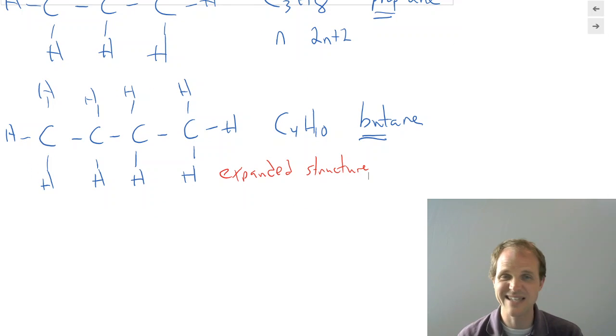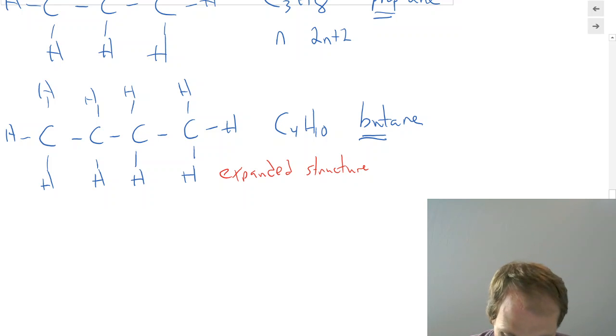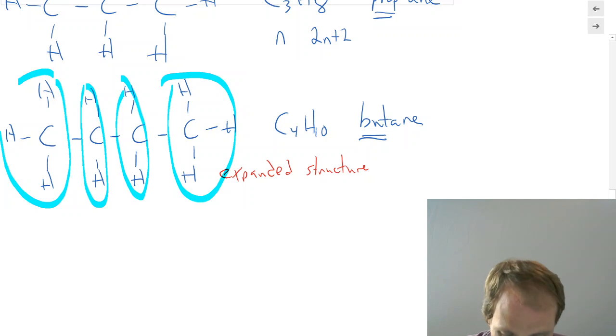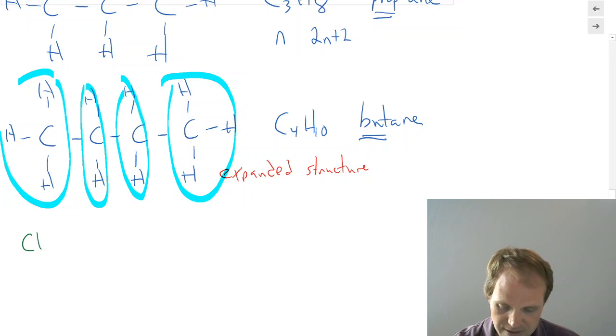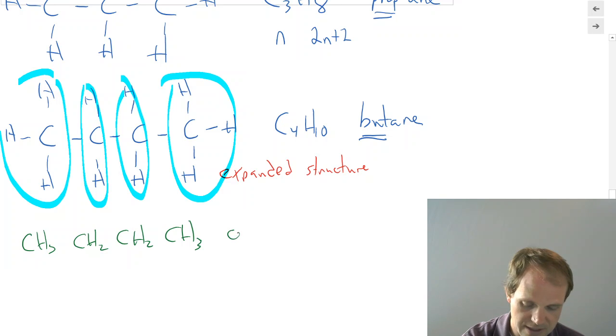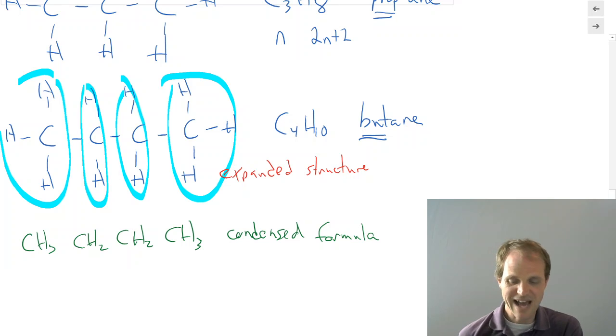But how can we reduce that detail a little bit and still get information across? Well, one way people do it is by breaking these guys into little groups. And we say, hey, look, there's a little group over here, there's a group here, there's a group here, there's a group here. And let's just draw a formula that has just those groups in it. And so we say, oh, we've got CH3, CH2, CH2, and CH3. And this is what we call a condensed structure, or condensed formula, I should say. You can call it a condensed structure as well. And it just highlights the different groups.